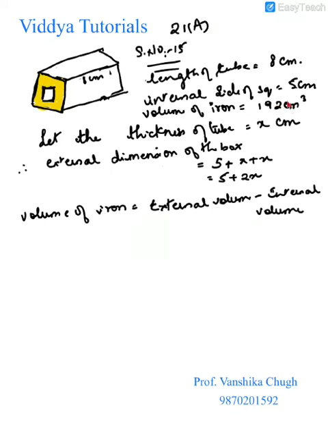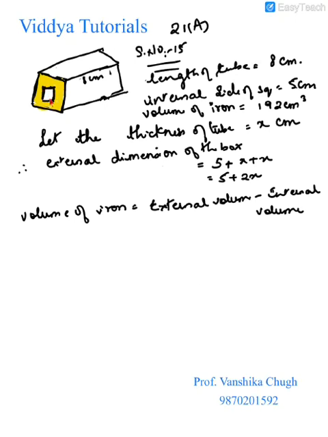I have to find the thickness, means I have to find this portion. Now let the thickness of the tube be x centimeters. Now let us understand the dimensions first over here. The tube is hollow. So in a hollow figure, I will always have to find the internal and the external dimensions.